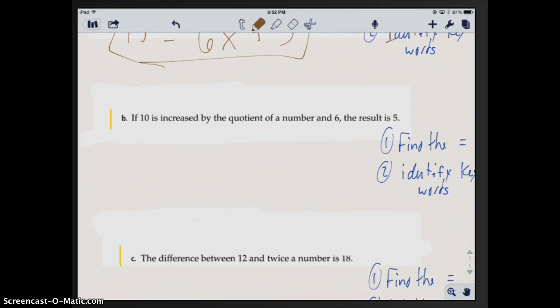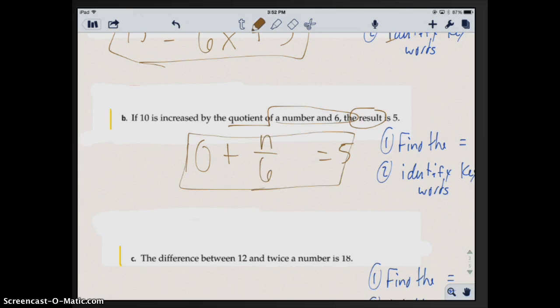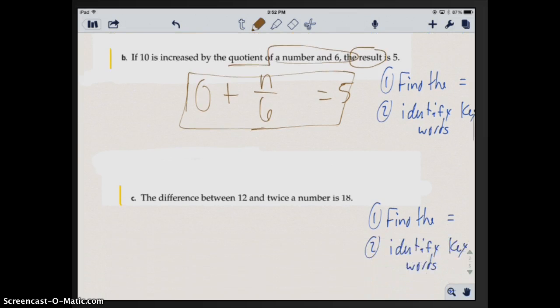If 10 is decreased by the quotient of a number and 6, the result is 5. 10 is increased by the quotient of a number and 6. Quotient of a number and 6. That's it. 10 plus n over 6 equals 5.